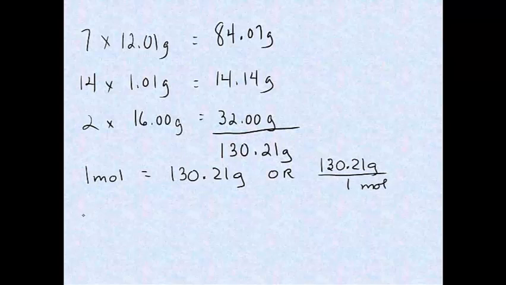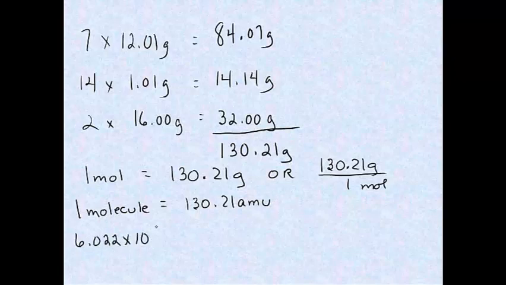What I want you to realize too is 1 molecule of the isopentyl acetate, and it's called a molecule because it's a compound, it's a molecular compound, will be equal to 130.21 AMUs, and if you have 6.022 times 10 to the 23rd molecules of isopentyl acetate, and you can't abbreviate molecules, it's already used for the mole, then that's going to be 130.21 grams.